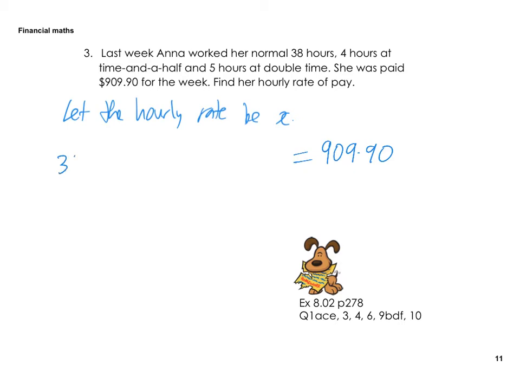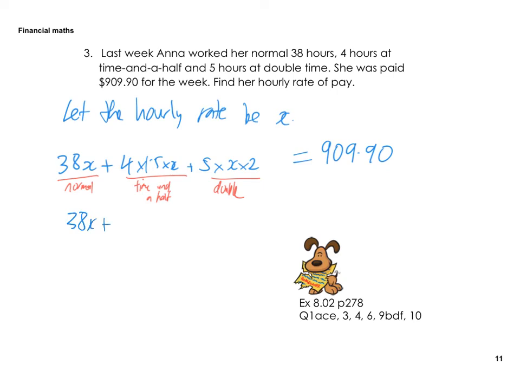Let's go. So 38 hours at normal rate plus 4 hours at time and a half. So 4 times 1.5 times X plus 5 times X times 2. So this is normal, this is time and a half, this is double time. And each time, that's the hourly rate. So this is pretty much an answer to the question. 38x plus 6x plus 10x equals 909.90.